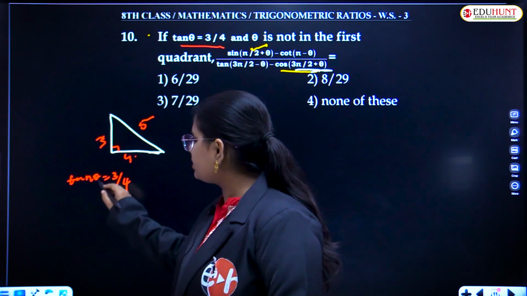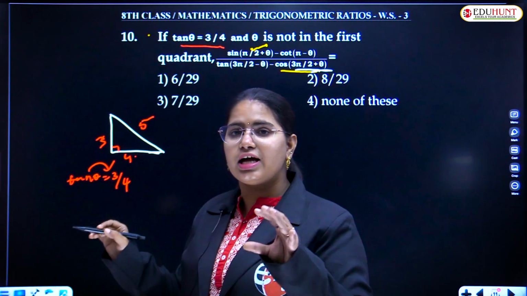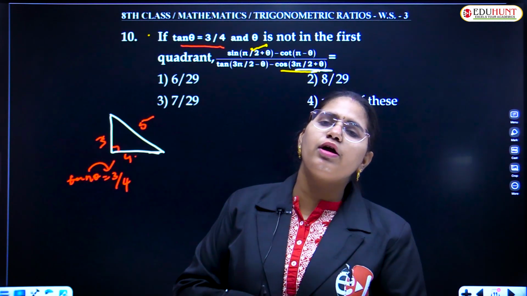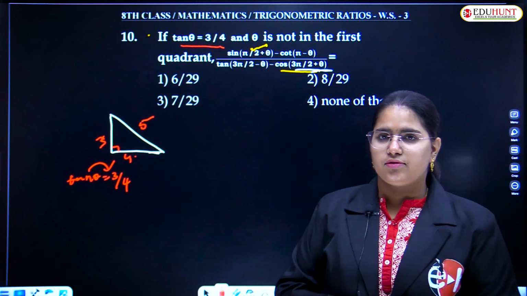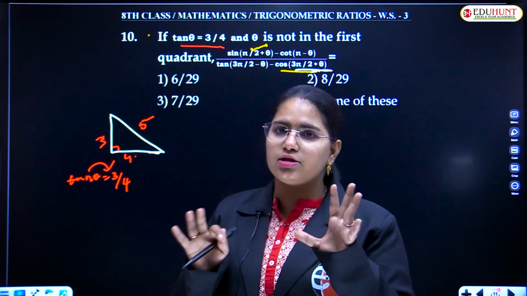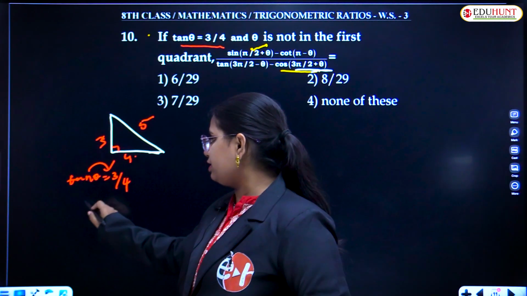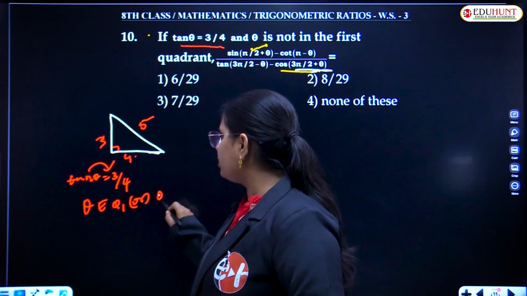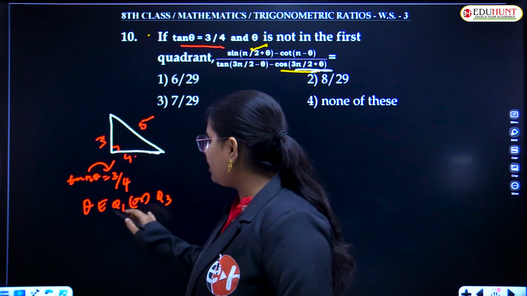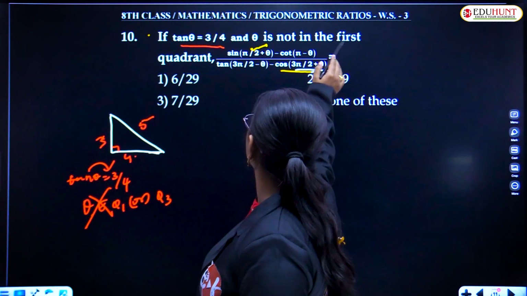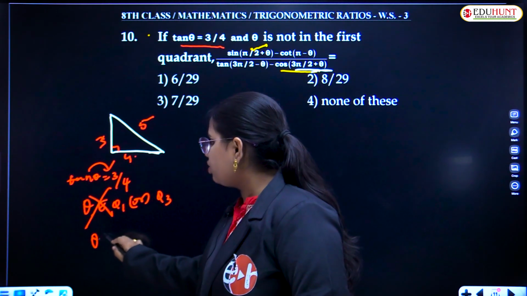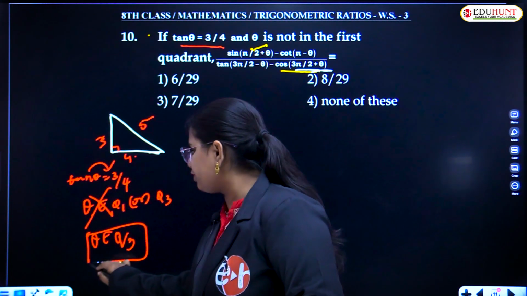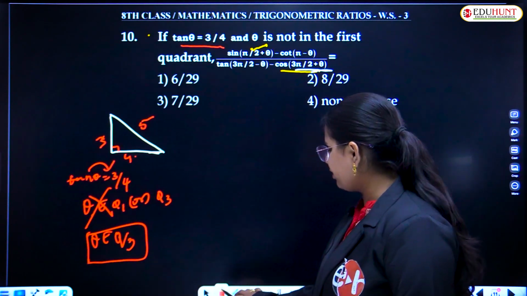From this we can observe tan is taking positive sign. So tell me students, in which particular quadrant will tan become positive? Either in the first quadrant or in the third quadrant. Correct. So tan can lie either in the first quadrant or in the third quadrant. But theta does not belong to the first quadrant as per the question. So obviously we have only one option: theta belongs to quadrant 3.